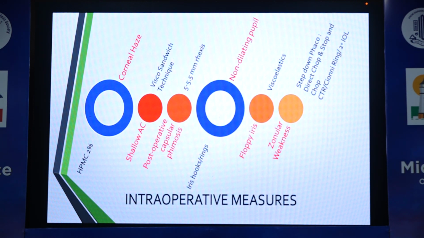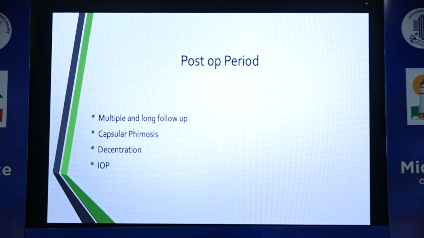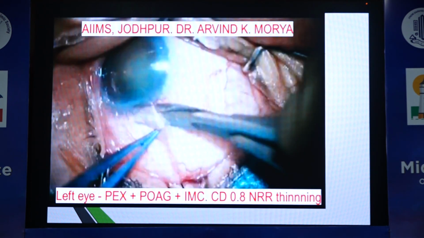For post-operative capsular phimosis, we need to have a larger axis. For a non-dilating pupil, of course, we need to opt for iris hooks or rings. For floppy iris, again moderate use of viscoelastic. For zonular weakness, step down phaco, direct chop and stop, and CTR and Sione ring need to be kept ready. In the post-op period, multiple and long follow-up is required because there are chances of capsular phimosis, decentration of the intraocular lens, and rise of IOP because of secondary open angle glaucoma.